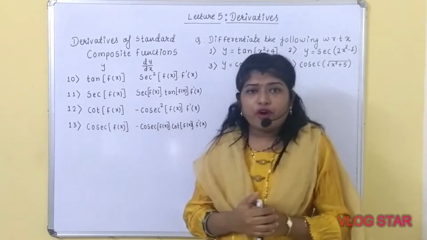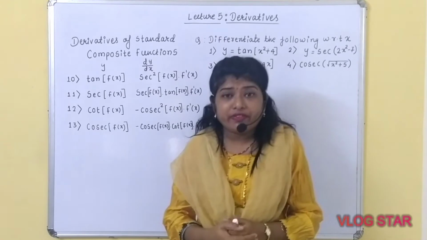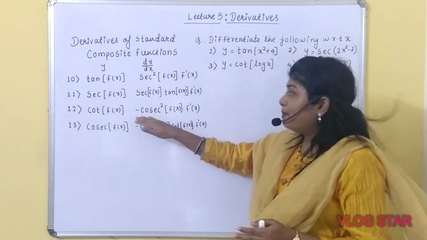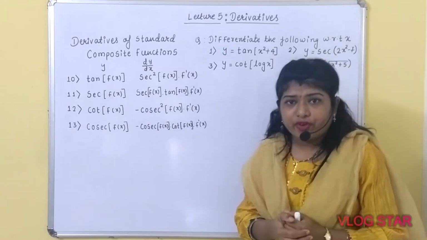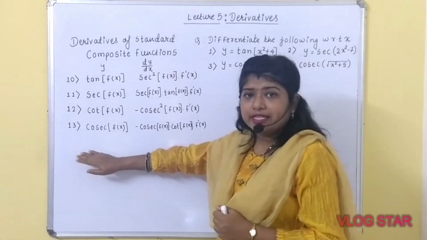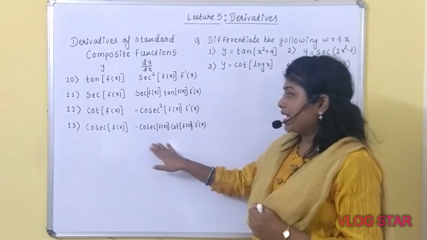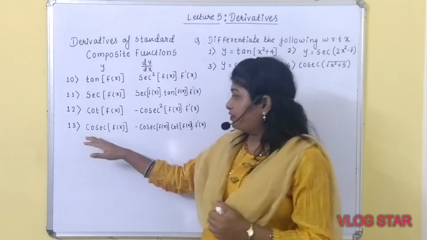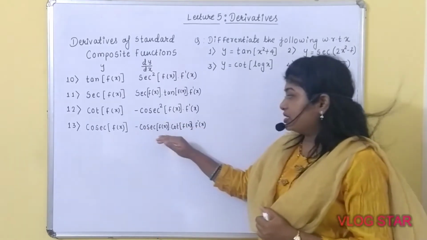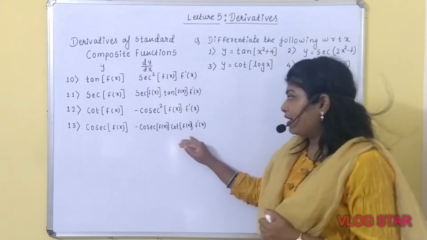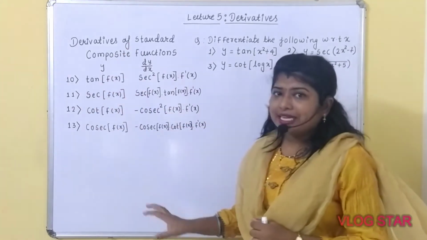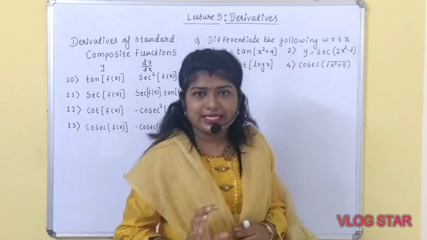Coming to the third formula, if you need to take the derivative of cot f of x, it is given by minus cosec square f of x into f dash of x. And the last formula: the derivative of cosec f of x is given by minus cosec f of x into cot f of x into f dash of x. To understand this concept, let's consider a few examples.